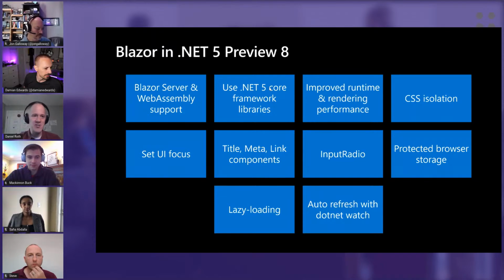And then we have a whole slew of features that we're going to be showing you today. We've been working on CSS isolation. That should be coming in preview 8. Making it so you don't have to write as much JavaScript in a Blazor app is a big theme for .NET 5. So we're adding APIs like making it really easy for you to set the UI focus, giving you ways to influence the HTML head of your page, like setting the title, the metadata, meta tags, the link tags, all through Blazor's component model, so you don't have to drop to JavaScript for those things.